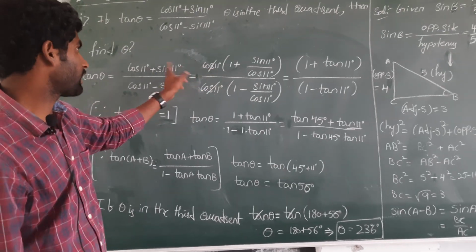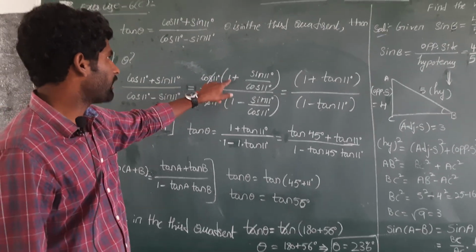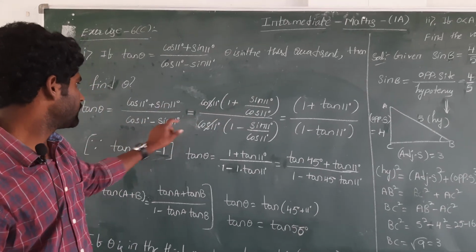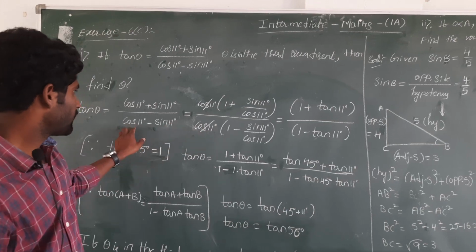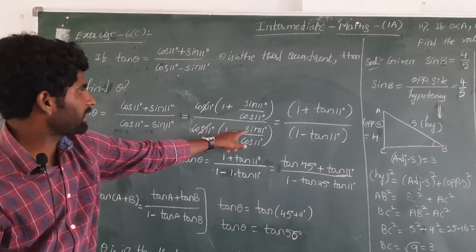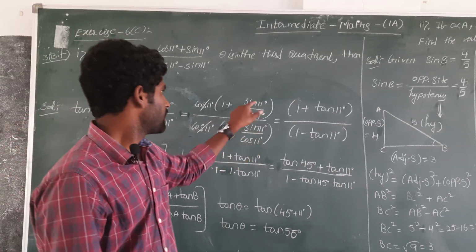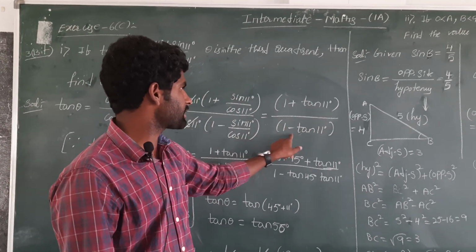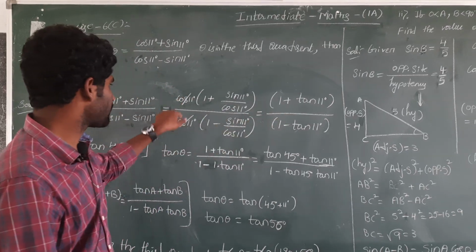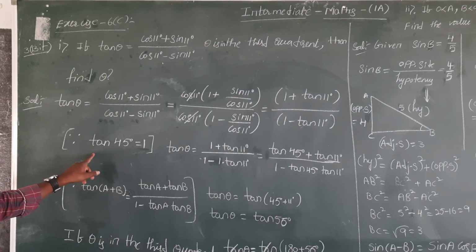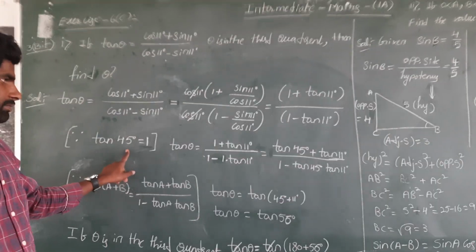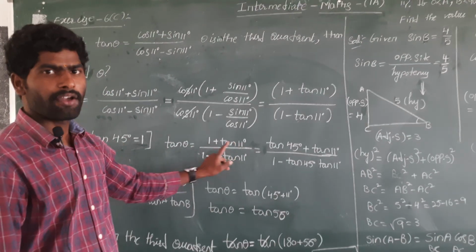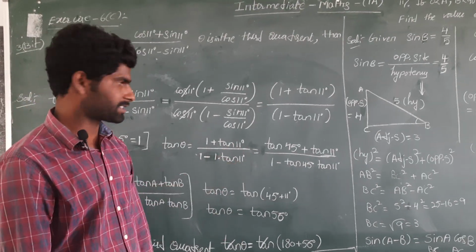Cos 11 degrees we can take common. It will be 1 plus sin 11 degrees by cos 11 degrees, and in the denominator, cos 11 degrees common, here 1 minus sin 11 degrees by cos 11 degrees. Sin by cos is nothing but tan, so 1 plus tan 11 degrees by 1 minus tan 11 degrees. Here the common terms are cancelled. So we know that tan 45 equals 1. Tan theta is equal to 1 plus tan 11 degrees divided by 1 minus tan 11 degrees.